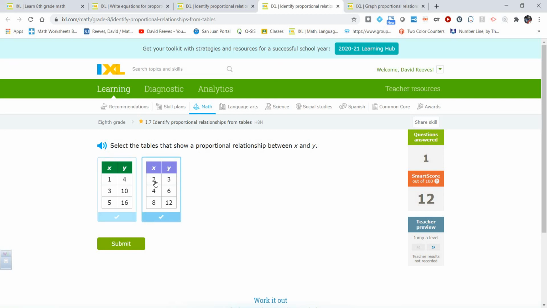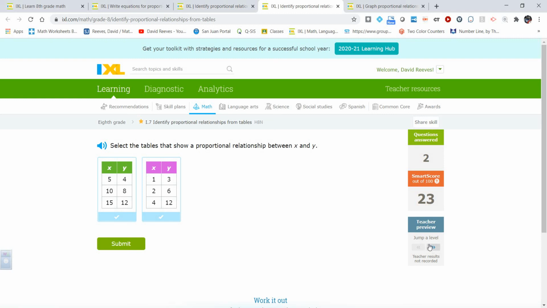This one right here, 3 divided by 2, 6 divided by 4, 12 divided by 8. They all simplify to 1.5, right? So the constant of proportionality for this one is 1.5. The equation would be y equals 1.5x. That one is a big yes.